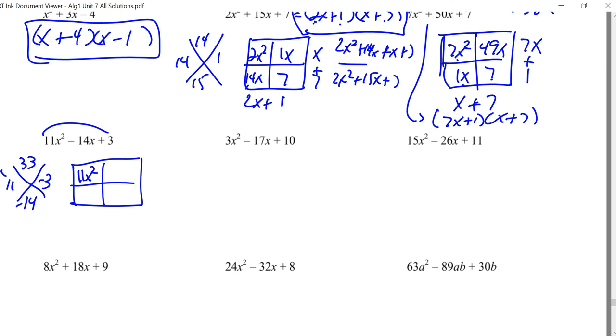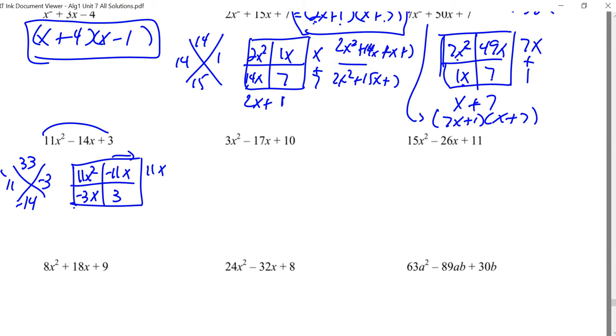11x squared and a 3. Now in this box I put negative 11x, in this box negative 3x. So I look at the two boxes going this way. 11x squared and negative 11x have 11x in common. Negative 3x and 3. Now this is important.